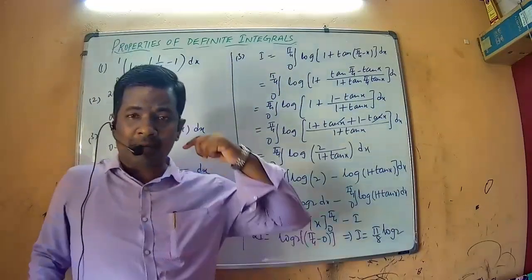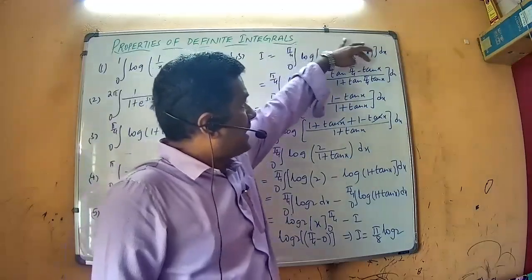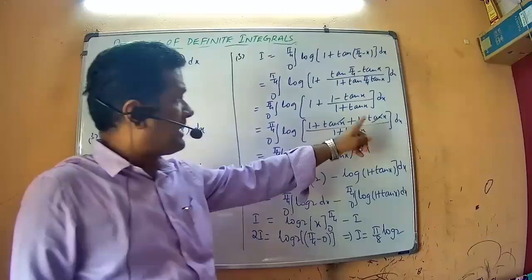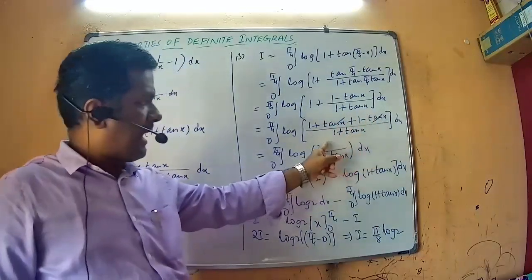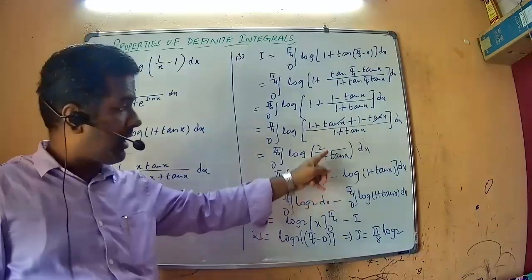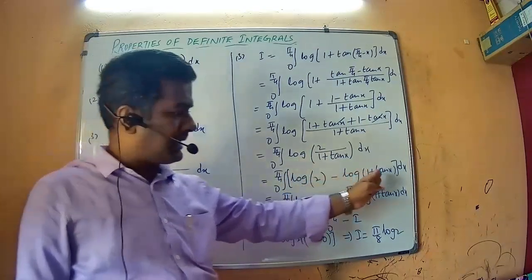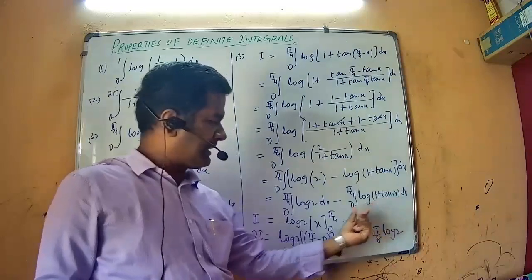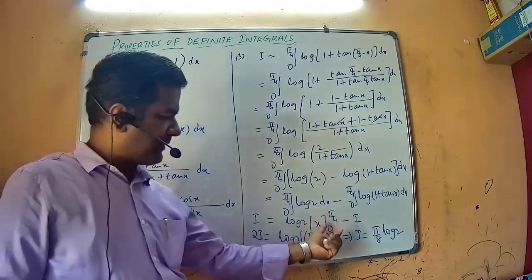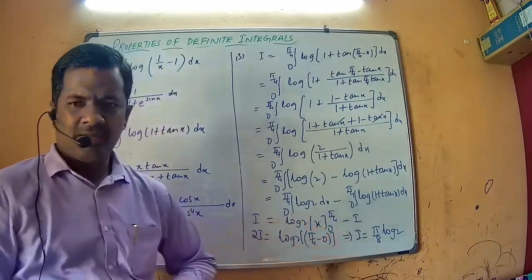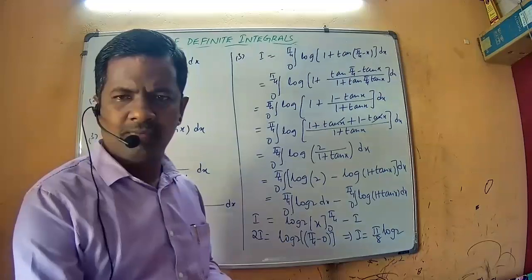So after applying the property using the formula of tan of a minus b, tan a minus tan b by 1 plus tan a tan b, then taking the LCM, tan x and tan x got cancelled here. Applying the logarithmic property also, log of m by n can be written as log m minus log n. This is nothing but I. This is being transposed to LHS. It became 2I. Integral of dx is x. Apply the limits. Finally, we got the answer I is equal to pi by 8 log 2.